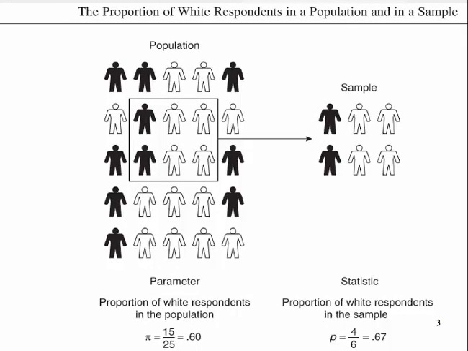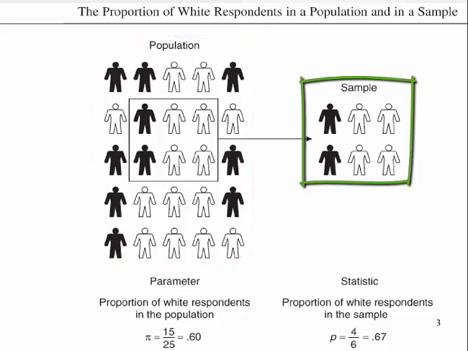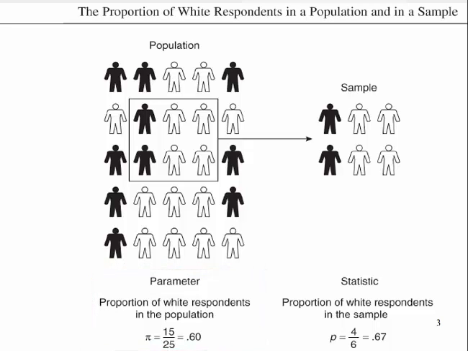Let's look at the connection between a population and a sample. Here you can see we have the population, and then here we took a random sample from that population. The parameter, which remember is the value that describes the population, in this case represents the proportion of white respondents in the population. In this population we have 15 white respondents out of 25 total, so the proportion is 15 over 25, which is 0.60.